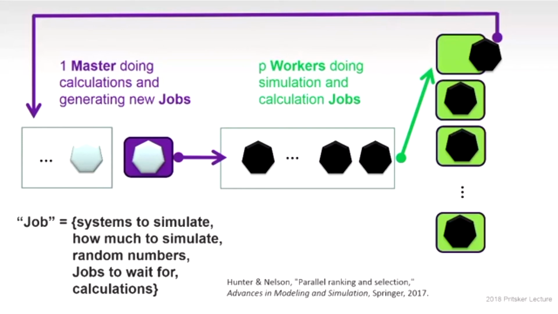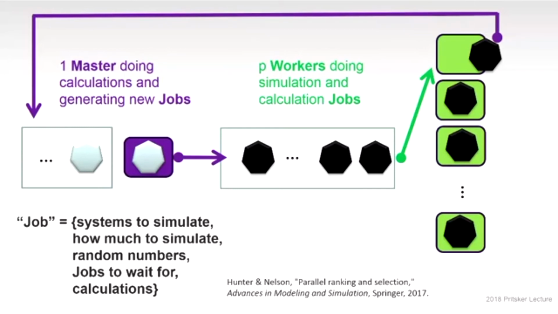Now, in the framework that Professor Hunter and I propose, we think of a job as consisting of up to five things. Which systems I should simulate, like which particular airline design for the check-in I should simulate. How much should I simulate it? How many observations should I get? We get a choice about random numbers, so which random numbers should I assign to this? And particularly if I've got calculations to do, what jobs do I have to wait to finish before I can do the calculations that I need to do?